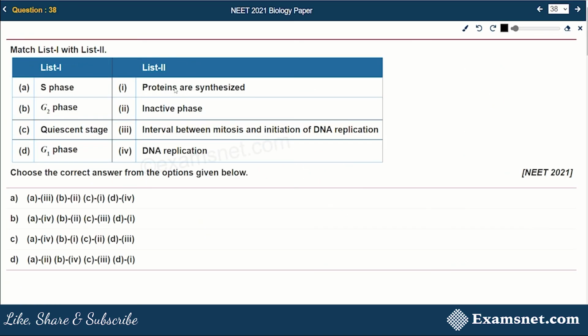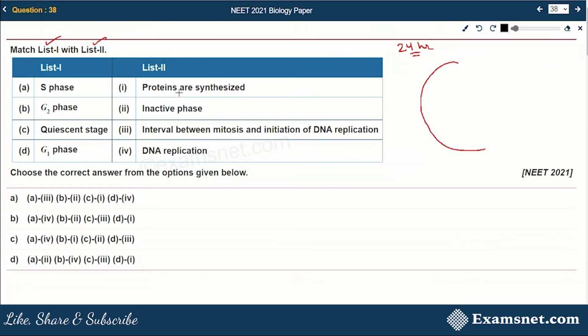Question number 38 is from the chapter Cell Cycle and Cell Division, class 11, and here we have to match list 1 with the correct option in list 2. To understand this question, we should know about different phases of cell cycle. As we know that a typical eukaryotic cell divides once in every 24 hours, but this duration may vary depending on the cell type or type of organisms.